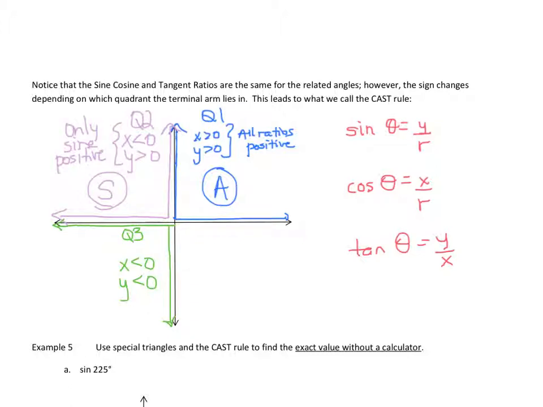So again, looking at the formulas for the three ratios, if x and y are both negative, and remembering that r will always be positive, the only ratio here that will end up positive is tangent, because tan theta is defined as y over x, and if those are both negative values, that of course would simplify to a positive. So in quadrant 3, only tangent is positive. So we'll mark that with a T.